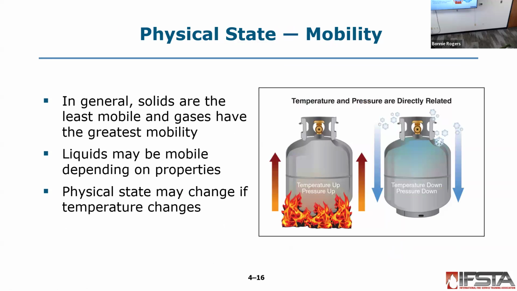So solids are the least mobile. Liquids can be mobile depending on the properties. Some liquids move better than others. And the physical state might change if the temperature changes. Is ice going to stay a solid if you bring it out into room temperature?